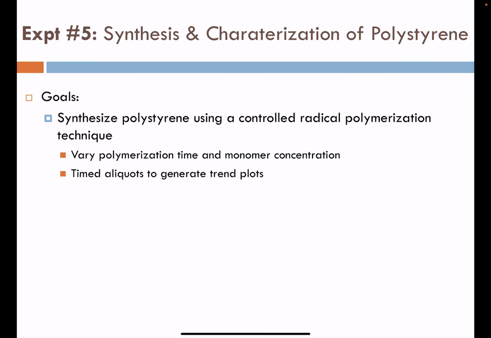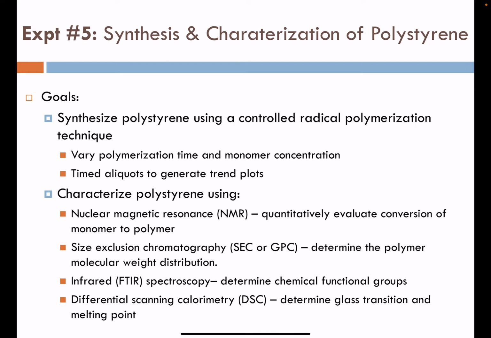This video lecture is for the synthesis and characterization of polystyrene, experiment 5 in the Spring 21 Material Science 410 course. Goals of this lab are to understand the synthesis of polystyrene using a controlled radical polymerization technique, and the lab will explore conditions where we vary the polymerization time and monomer concentration and use aliquots as molecular weight is building to try to establish trends in that molecular weight versus reaction time.